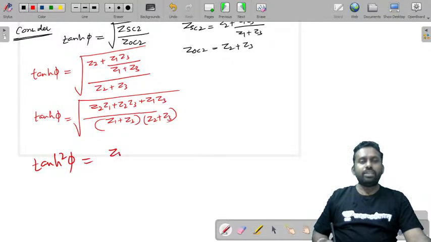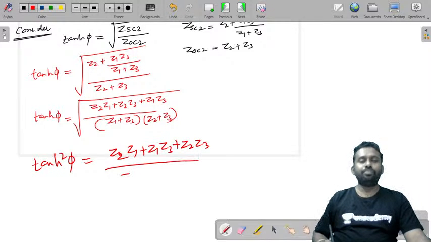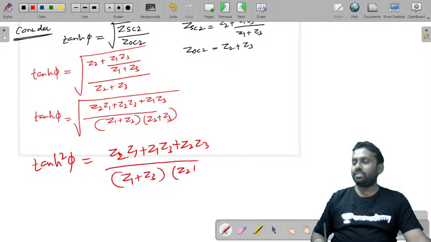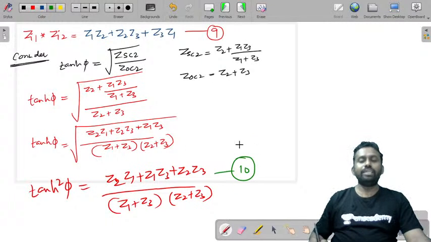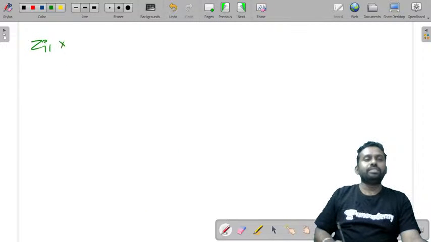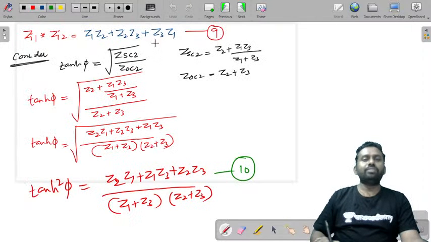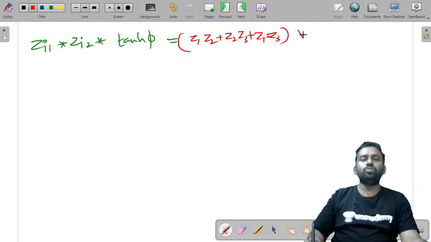Tan h square phi is equal to (Z2 Z1 plus Z1 Z3, sorry, plus Z2 Z3) by (Z1 plus Z3) into (Z2 plus Z3). Let us call this equation 10. Now let us try to multiply 9 and 10. What will happen? Zi1 into Zi2 into tan h phi. What is Zi1 into Zi2? It is Z1 Z2 plus Z2 Z3 plus Z1 Z3 into tan h phi.